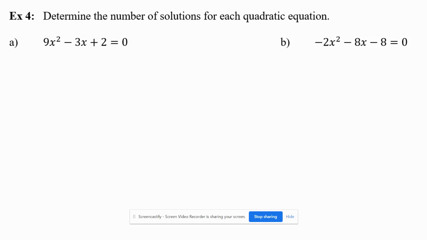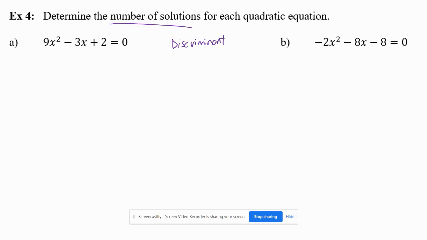All right, 4: determine the number of solutions for each quadratic equation. We don't actually want to find out what the solutions are. We just want to know how many they are and what type. In order to calculate this, we're going to calculate something called the discriminant. The discriminant is what's found inside the quadratic formula underneath the square root.